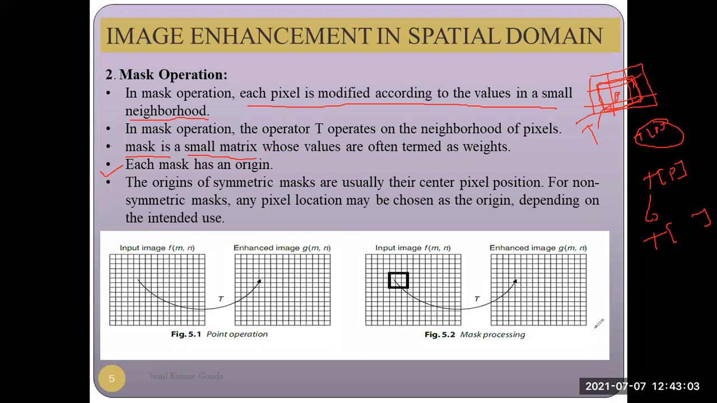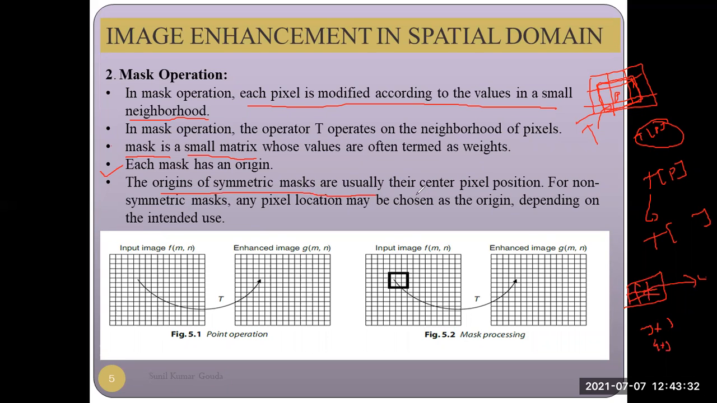Now, if you take a symmetric mask like 3 cross 3 or 9 cross 9, then what will be the origin? The origin will be the central part. So the central element will be decided as the origin. Remember this for symmetric masks. Symmetric means the number of rows and columns are equal. In that case, we can say the center pixel is your origin.